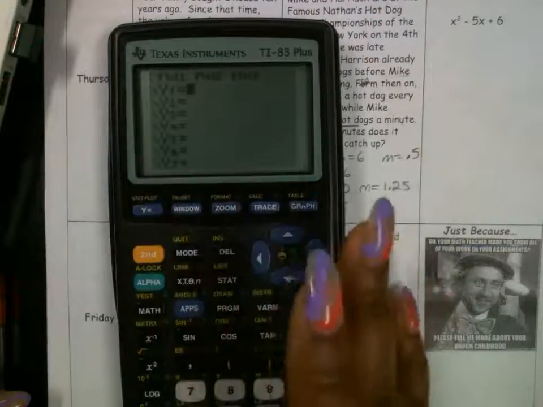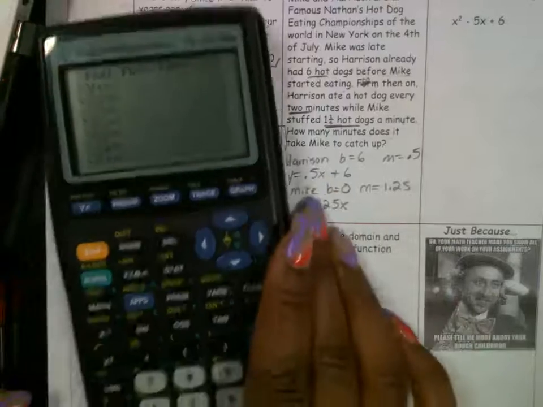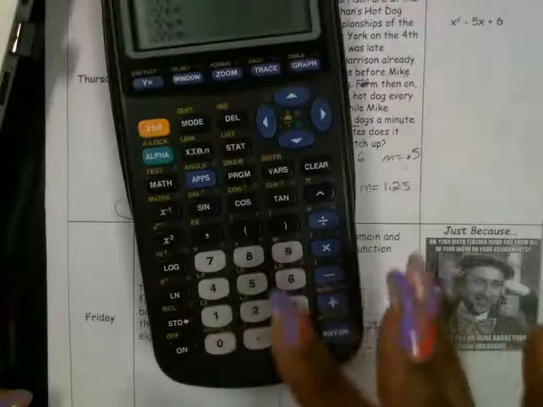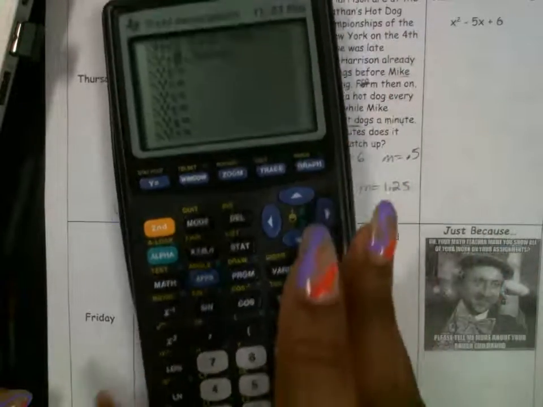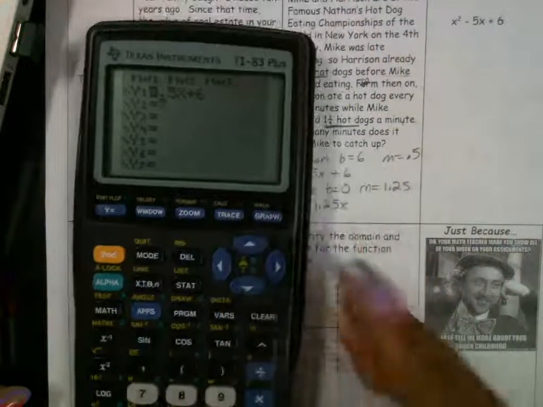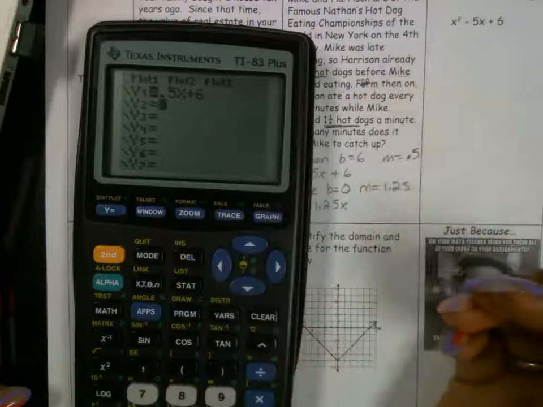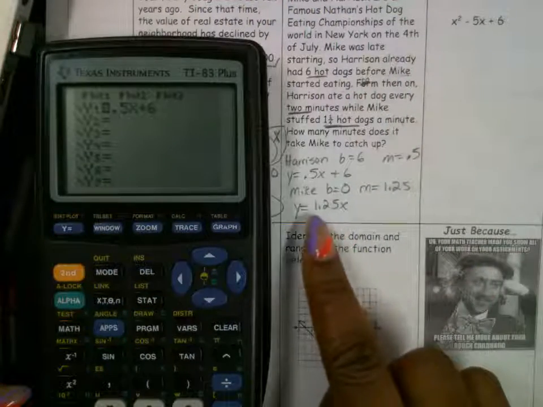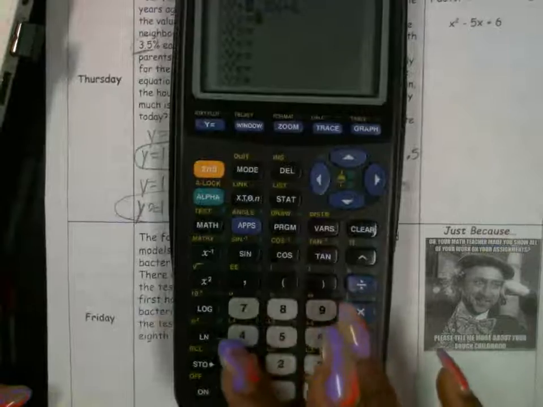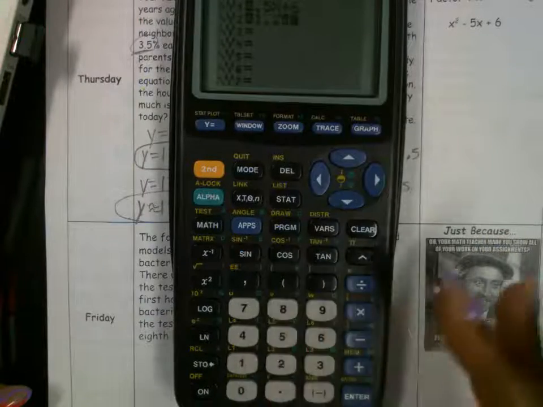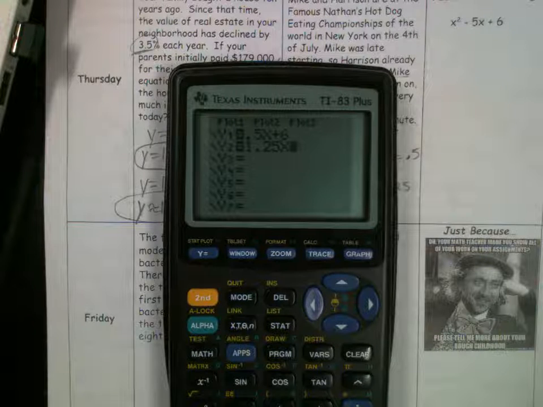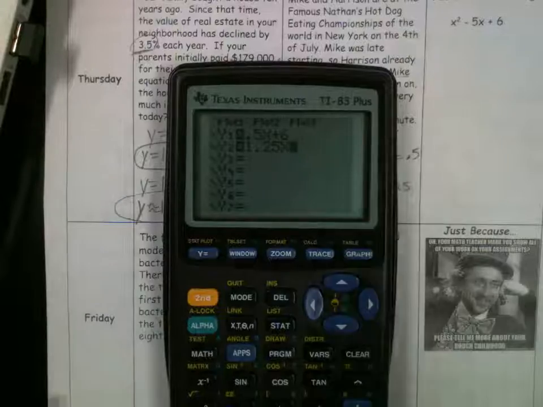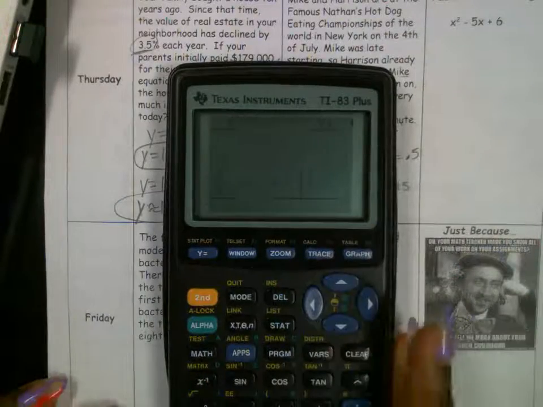So now I'm going to go to y equals, and I'm going to type in Harrison first. So that's 0.5x plus 6. And then, Braden, type this in. And then you have 1.25x. Okay, so we have both equations. Now we're going to look at the function table. Where do we go to view the function table? Yes. Very good. Second graph.